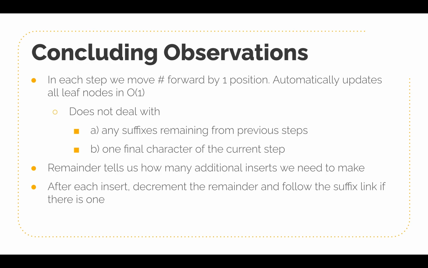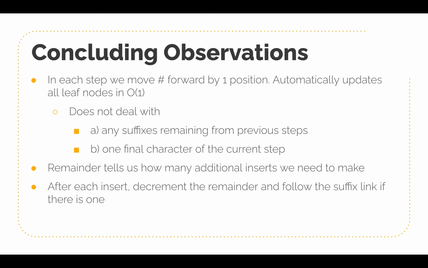There are a number of final observations we can make. In each step, we move the current position forward by 1. This automatically updates all leaf nodes in O of 1 time. But it does not deal with, first, any suffixes remaining from the previous steps, and second, with the one final character of the current step.